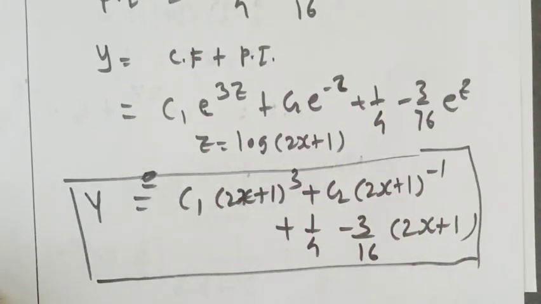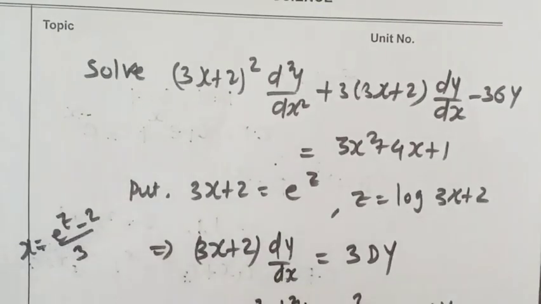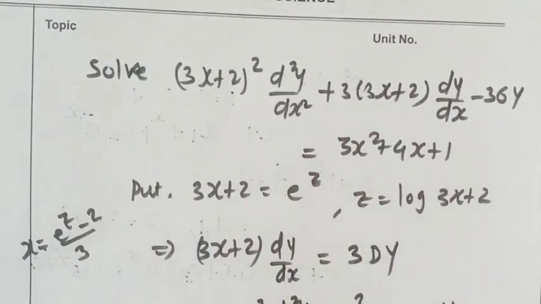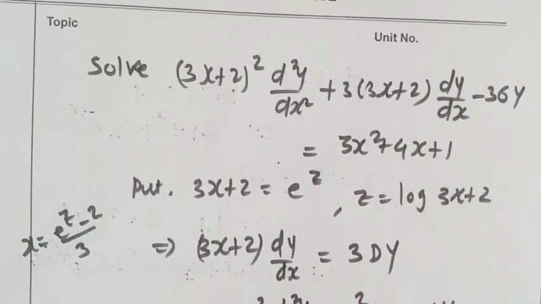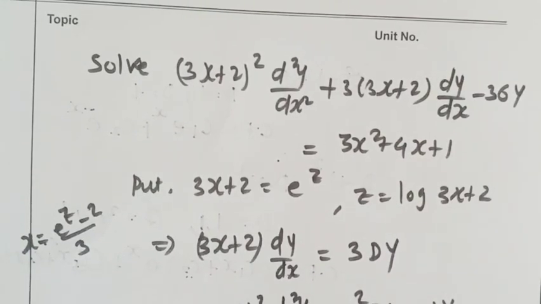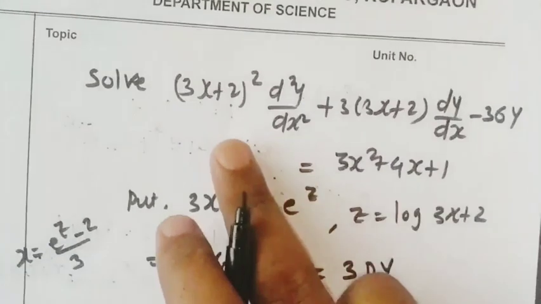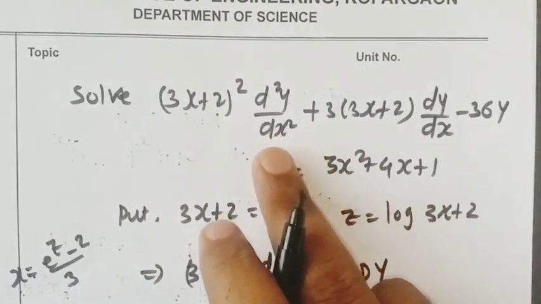Now another problem. Solve (3x + 2)² d²y/dx² + 3(3x + 2) dy/dx − 36y = 3x² + 4x + 1. Again this is Legendre's differential equation type.